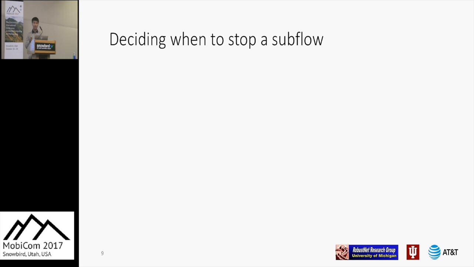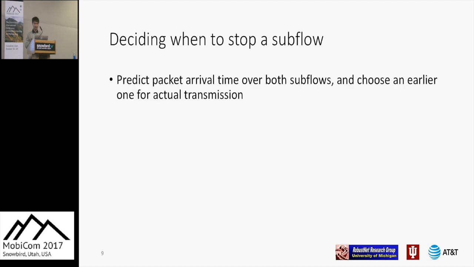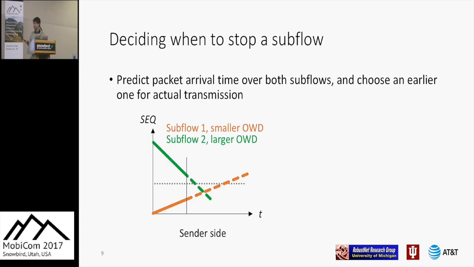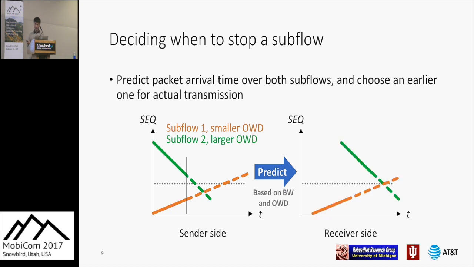Next, let's look at how DEMS decides over time when to stop the subflow with larger one-way delay to guarantee the simultaneous subflow completion we just talked about. Recall that DEMS only uses network prediction towards the end of transmission. Towards the end, DEMS predicts the packet arrival time over both subflows and chooses the subflow with an earlier arrival time. In the same example, by leveraging the bandwidth and one-way delay, DEMS can predict the packet arrival time over the two subflows at the receiver side.